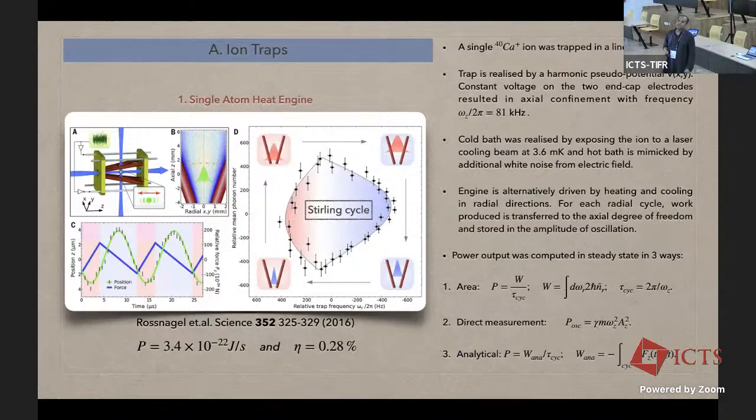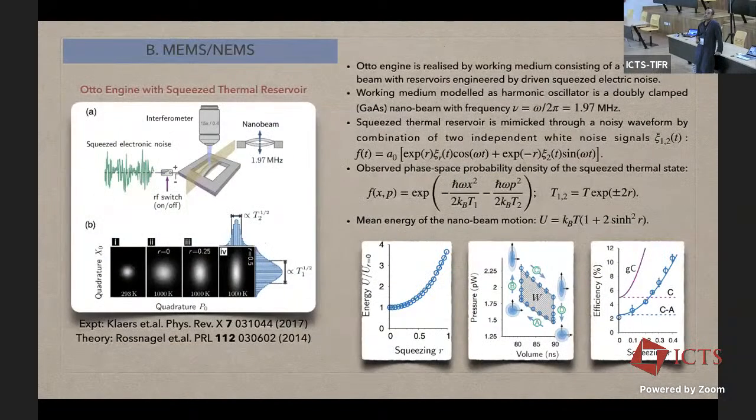But you can understand this is an extremely small value, because it is just a single ion. If it were macroscopic, you could think of it scaling at least linearly. The efficiency is also quite small, but still it is the first experiment. So that's it. The first experiment was in the ion trap. Any questions?